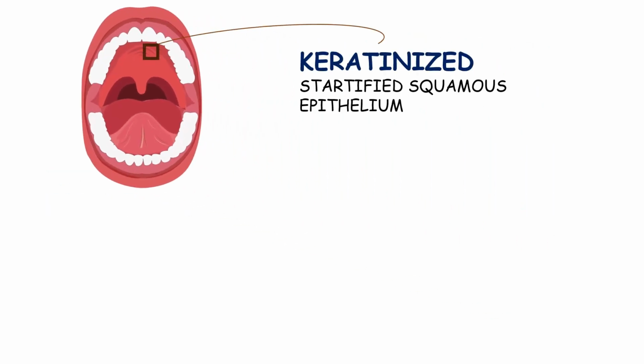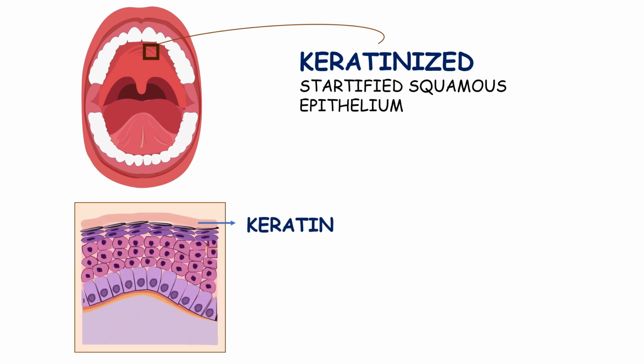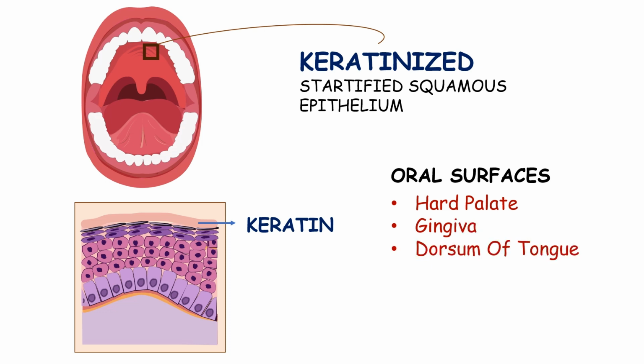The first variety is the keratinized stratified squamous epithelium, where the squamous cells produce a layer of keratin. The oral surfaces that are lined with the stratified keratinized form are the hard palate, gingiva, and dorsum of the tongue.